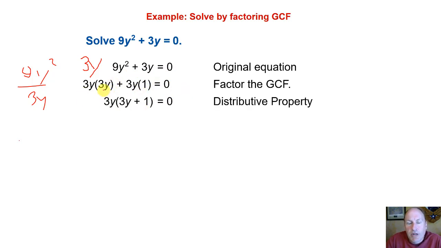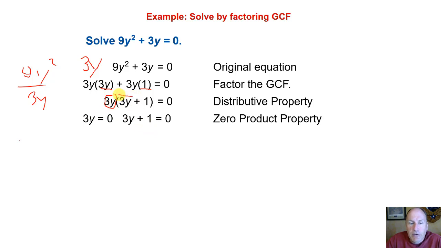Using the distributive property in reverse, we're going to group this 3y and this 1 together because 3y times 3y plus 3y times 1 is the same as 3y times 3y plus 1. It's the distributive property in reverse. Now we use the zero product property. Either this first part is equal to 0 or this second part is equal to 0. So either 3y equals 0, and we can solve that out algebraically, or 3y plus 1 is equal to 0. If either of those things is true, then that's a solution to this equation.